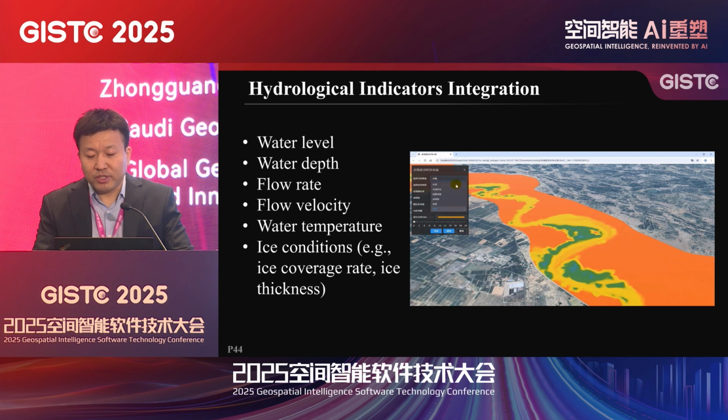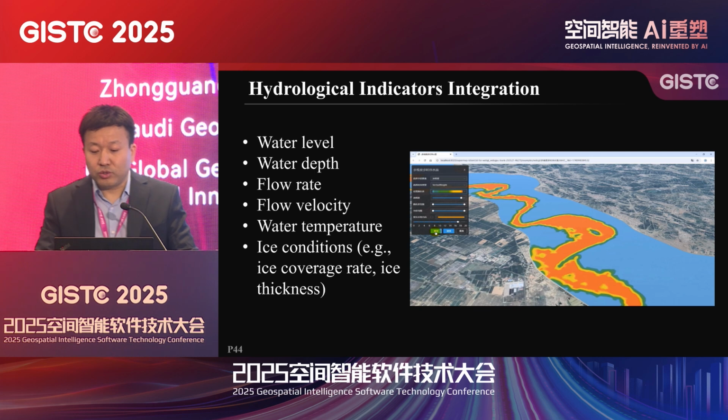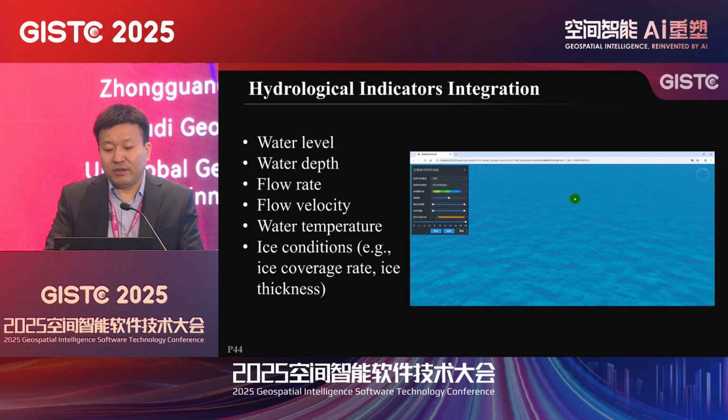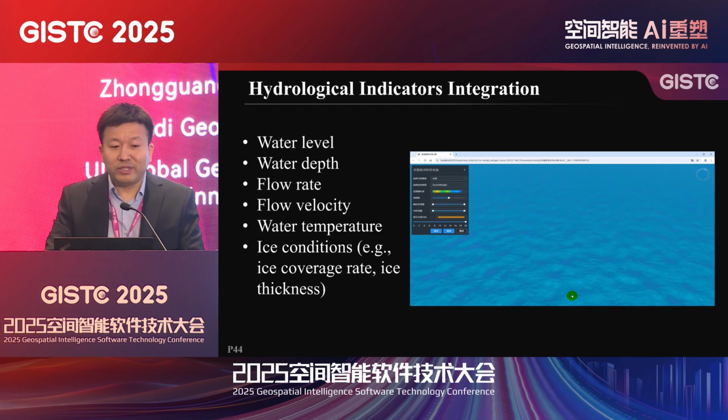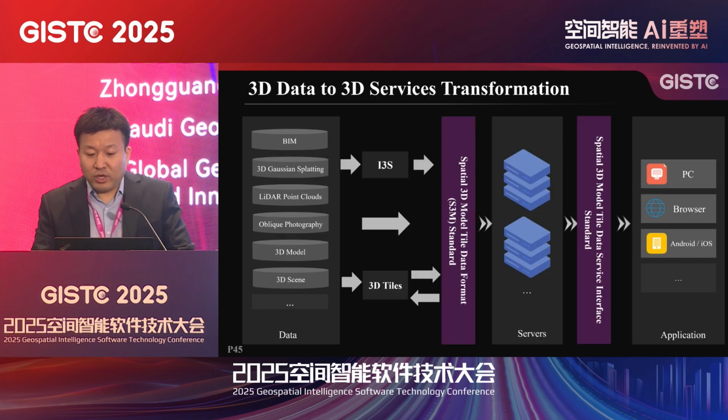Now, S3M also supports hydrodynamic models. This is a web application tool. It represents the changing water features, including water level, depth, flow rate, water temperature, and so on. And the 3D tiles from S3M and the 3D tiles we can convert one to one. There's no limit. It will make full use of data resources.